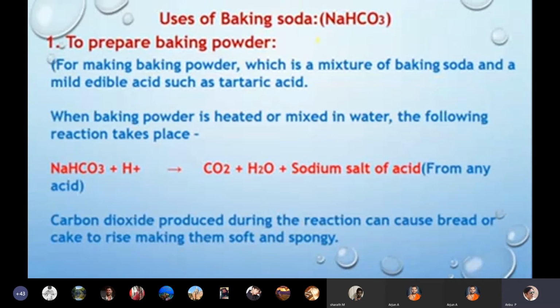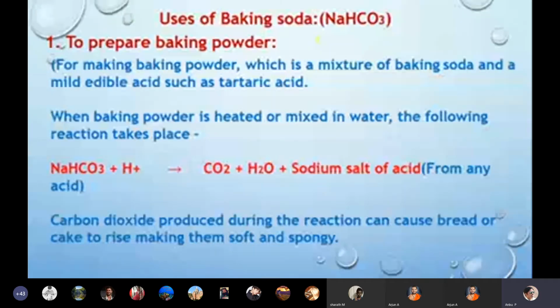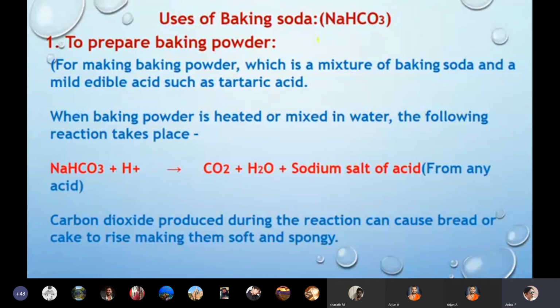When baking soda is added with an edible acid such as tartaric acid, which is available in the tamarind, baking soda will turn into baking powder. This baking powder is often used in the baking process. So there is a difference between baking soda and baking powder.